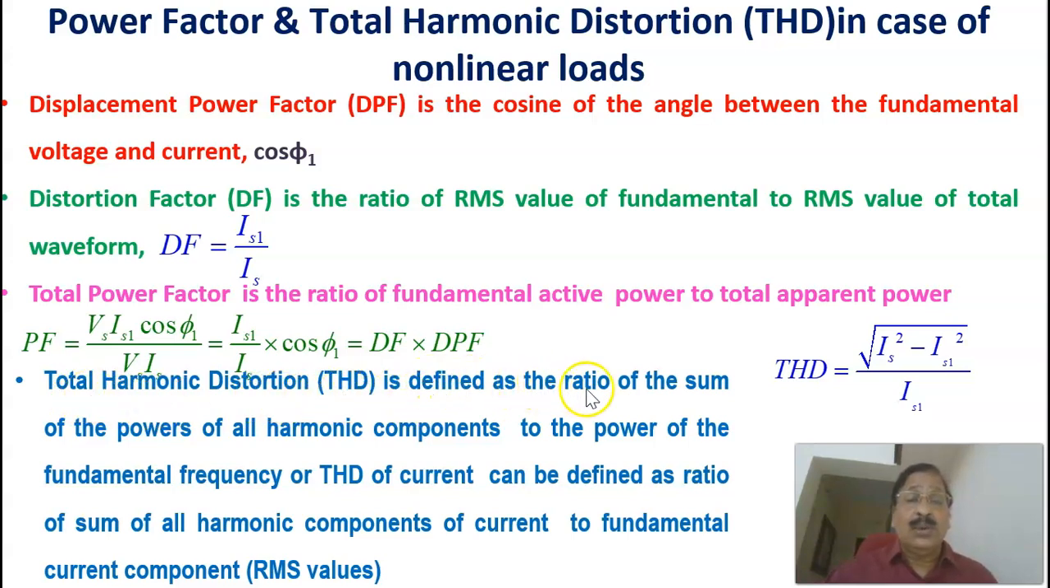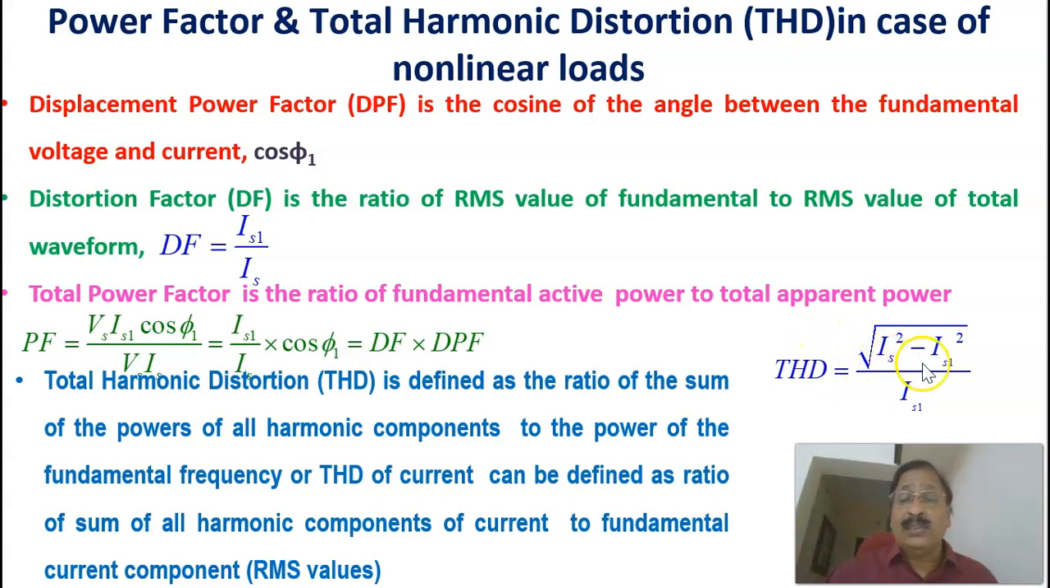Total harmonic distortion is defined as the ratio of the sum of the powers of all harmonic components to the power of the fundamental frequency, meaning what is the harmonic content. In terms of current, we can write what is the harmonic content divided by what is the fundamental quantity. Therefore, related to the fundamental, how much harmonic is there? That ratio represents the total harmonic distortion.